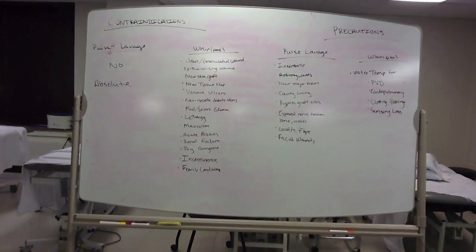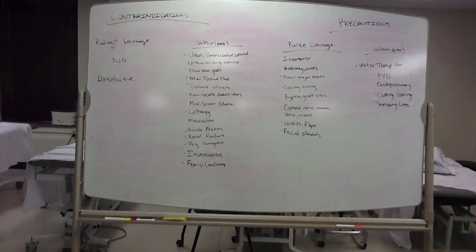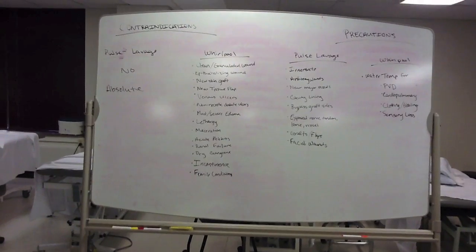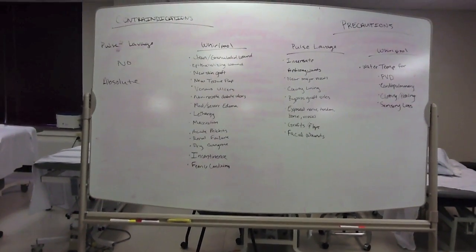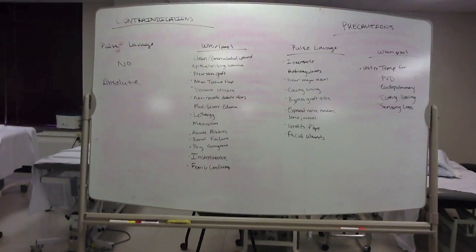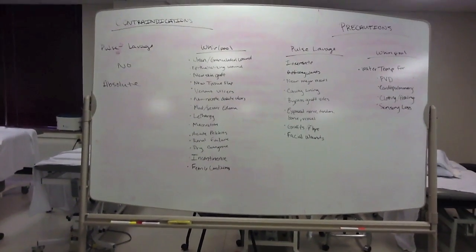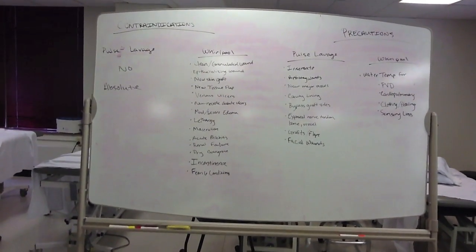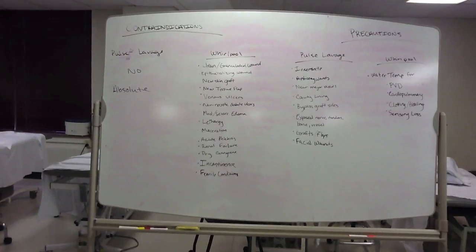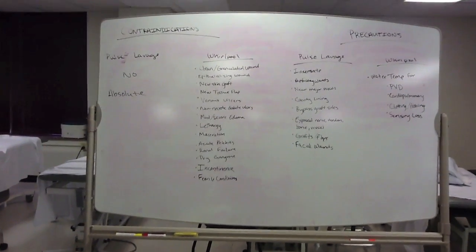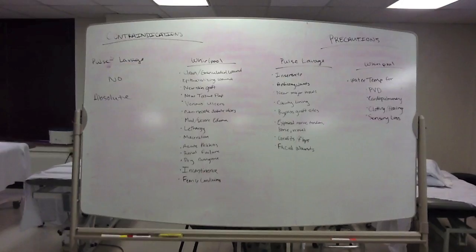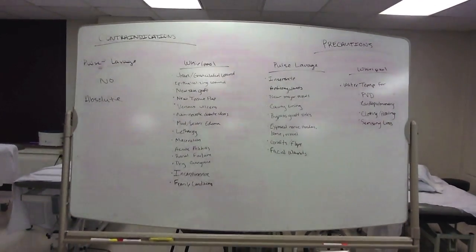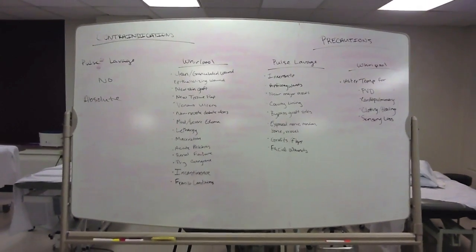Contraindications for Pulse Lavage, there are none. For Whirlpool, there are quite a few, and they are clean or granulated wound, epithelialized wound, new skin graft, new tissue flap, venous ulcers, non-necrotic diabetic ulcers, moderate to severe edema, lethargy, maceration, acute phlebitis, renal failure, dry gangrene, incontinence, and febrile conditions.